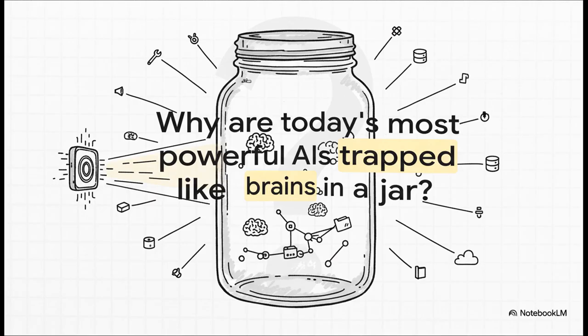I mean, think about it. We have these incredibly powerful AI models, right? But for the longest time, they've basically been brains in a jar. They're geniuses that can reason and write, but they can't actually do anything in the real world. They can't interact with your files, your company's database, or the tools you use every single day. So how do we finally break them out of that jar?